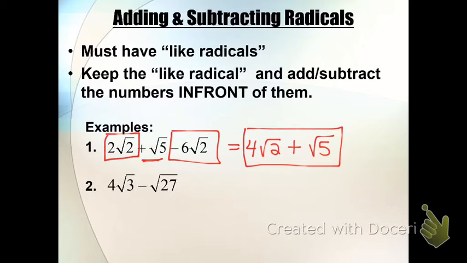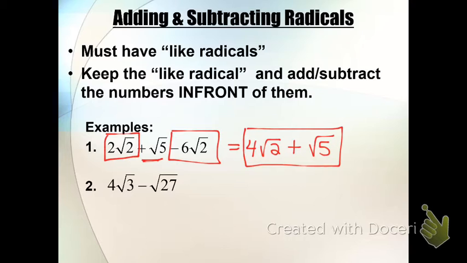I would check one last time. Negative 4 root 2 doesn't simplify, root 5 doesn't simplify, so this is as far as I can go. That's my final answer.